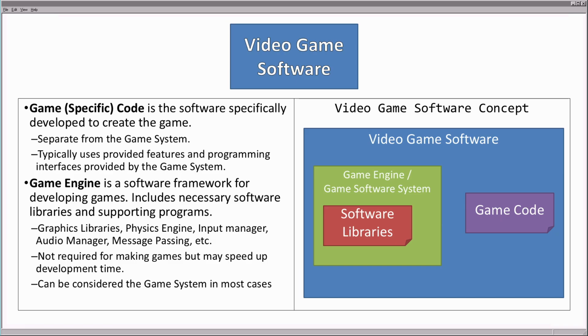A game engine is a software framework for developing games. It includes necessary software libraries and supporting programs. The engine contains graphics libraries, a physics engine, input manager, audio manager, message passing, and etc. Once more, a game engine is not required for making games, but it may speed up development time.